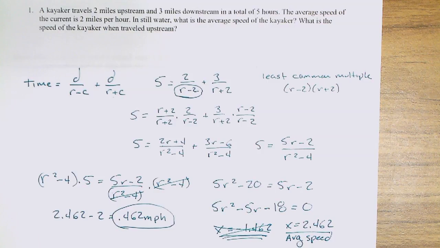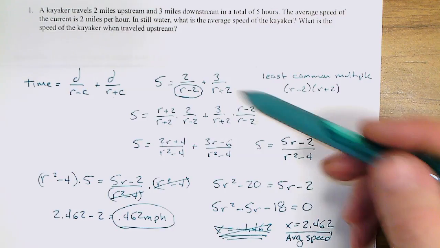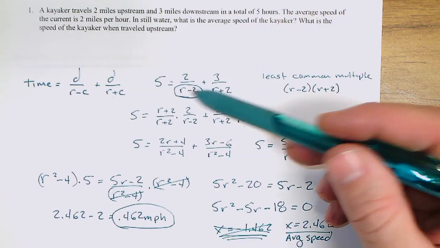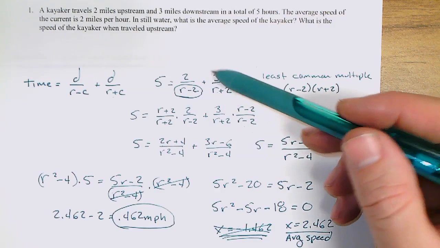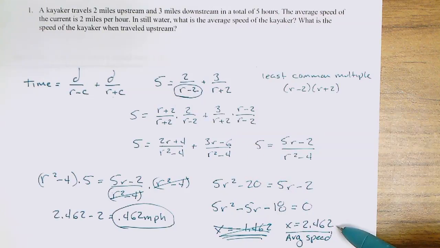And if we wanted to, we could double check this. If you take this 2.462, which is the kayaker's average speed, his rate, and plug it in for this r and this r, solve these two fractions, you would end up with 5. So average speed in still water, 2.462 miles per hour. Average speed upstream, 0.462 miles per hour. So a little under half a mile an hour, pretty darn slow.